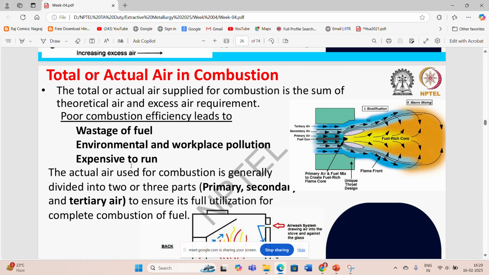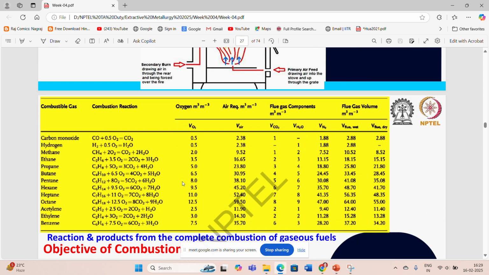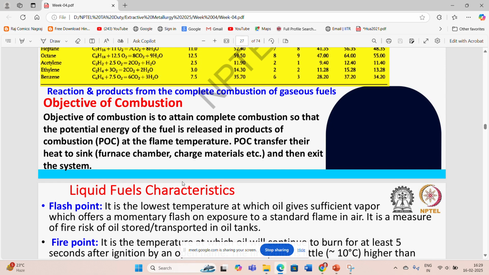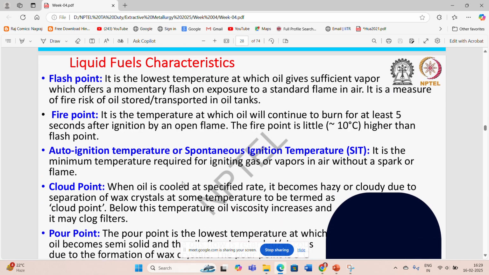So the actual air used for combustion is generally divided into two or three parts: primary, secondary and tertiary air, to ensure its full utilization for complete combustion of fuels. Okay.